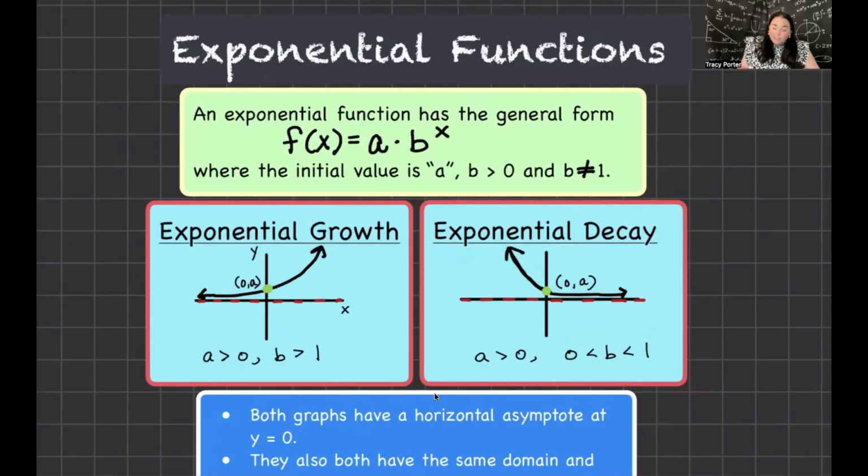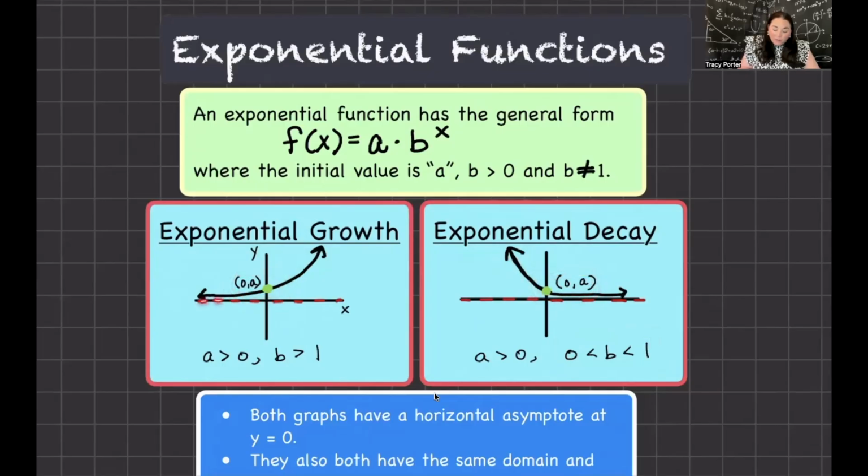It can decrease faster or slower, but it's going to take on that general shape. But in both cases, we should notice that they both have that initial value right there when x is 0, which is your y-intercept. So they both will cross through that value.